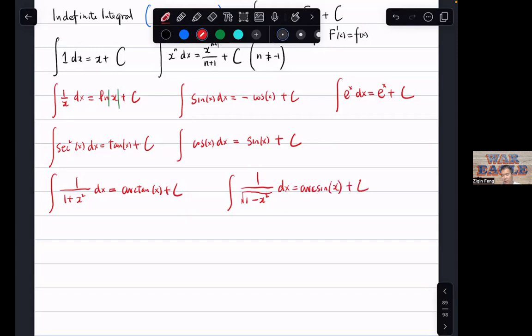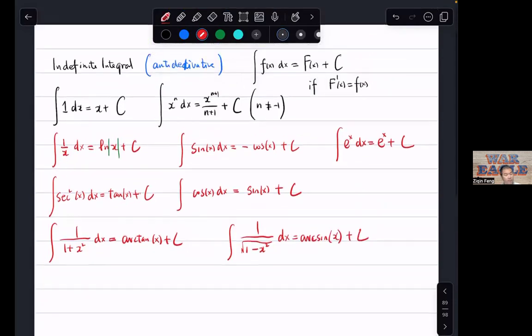So that's basically the antiderivatives of all the elementary functions we know how to evaluate, right? Okay.